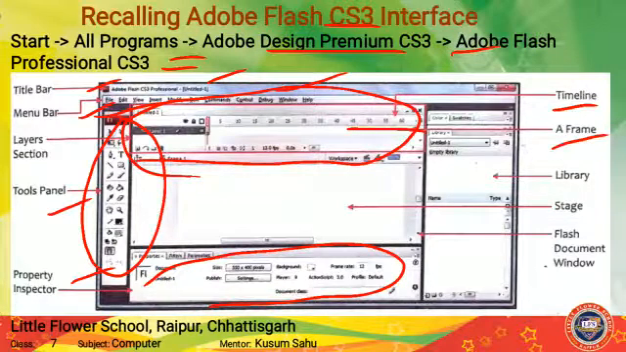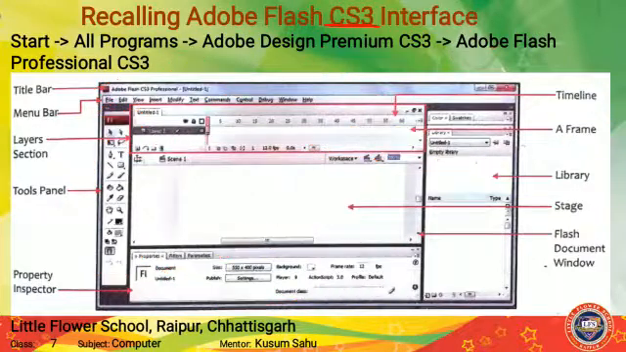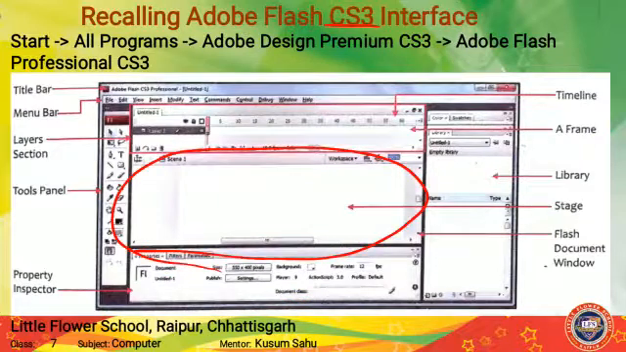After that, the frame, here you can see the frame. After that, the library. Whatever you create is indicated in this library. After that, the stage. This particular area is called the stage. This is the main area where we have to create our animation picture or images. After that, the Flash document window. The whole window we will call the Flash document window. So here is all about the Adobe Flash CS3 program. These are the main components of this program.